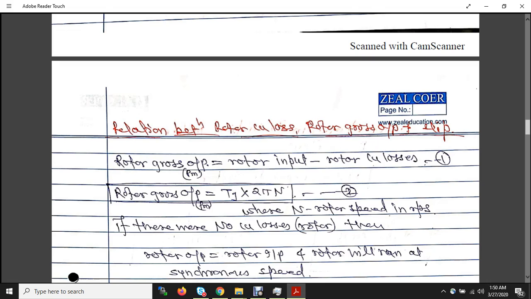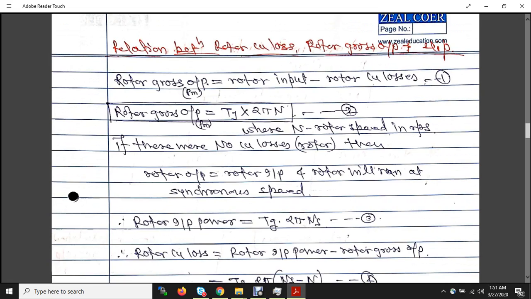If there were no CU losses in the rotor, then rotor output equal to rotor input, and the rotor will run at synchronous speed. Therefore, we can put rotor input power equal to Tg into 2 pi ns, where ns is the synchronous speed in RPS, revolution per second. Now from this, what is the rotor CU loss? Rotor CU loss is nothing but rotor input power minus rotor gross output. That is, subtract equation 3 and 2, 3 minus 2.